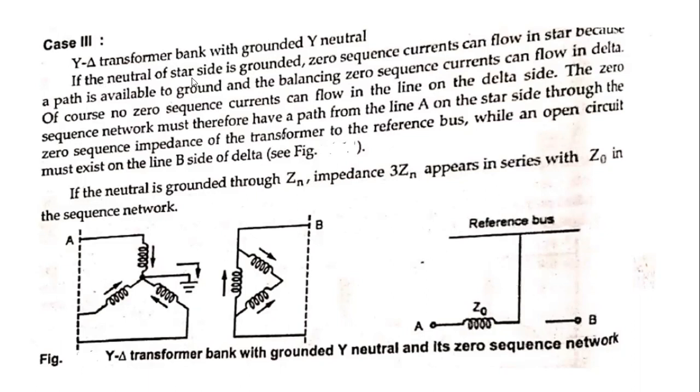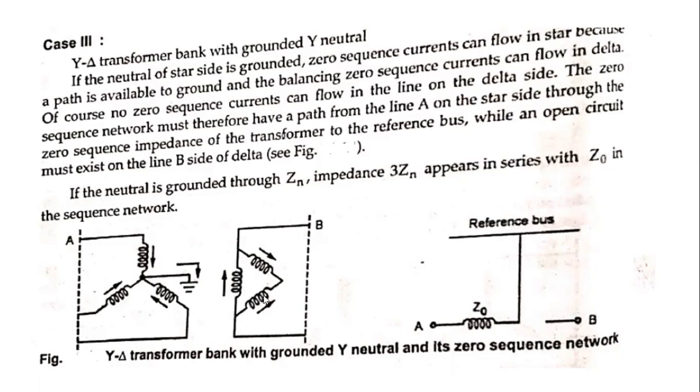Therefore, if the neutral of the star side is grounded, the zero sequence currents can flow in the star because a path is available to ground, balancing the zero sequence currents. Therefore, that current flows through the delta, so the zero sequence current can flow in the line on the delta side.